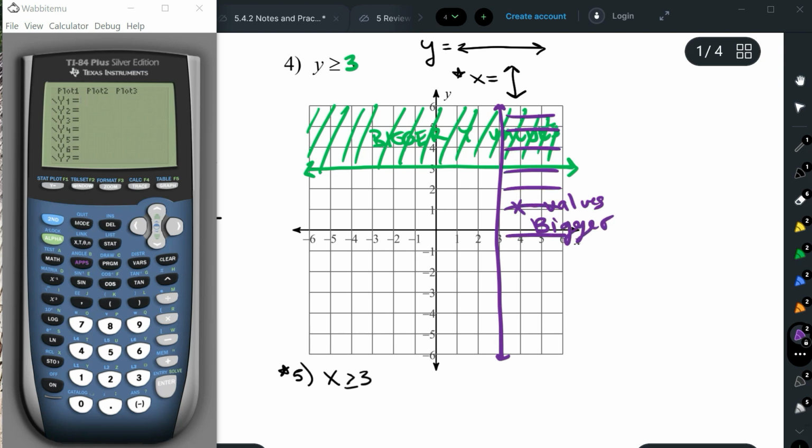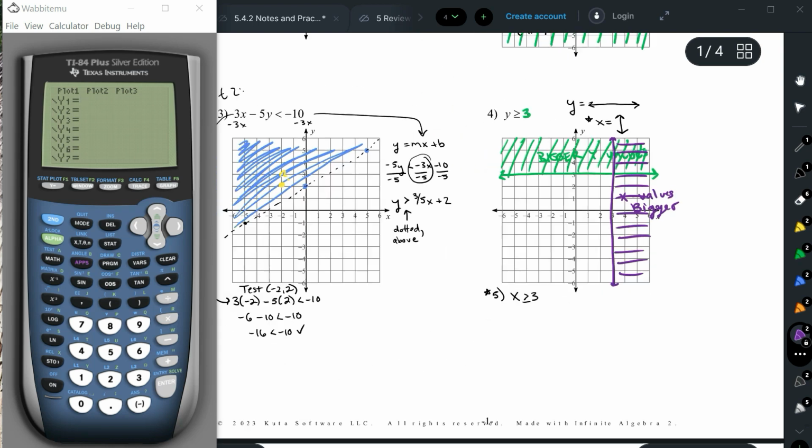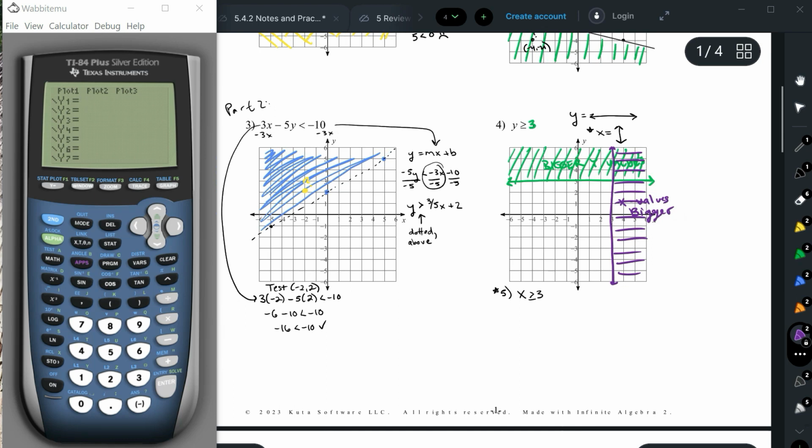Remember how to solve for slope-intercept form. There's always other videos you can search for that if you need some help. And please try out those practice problems, guys. The shading can be tricky.